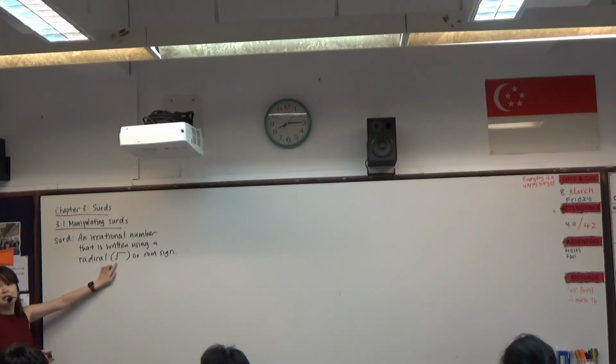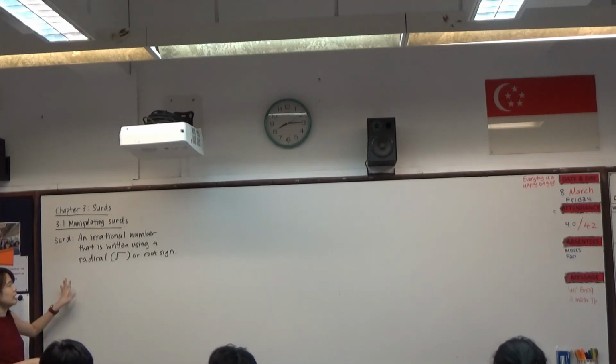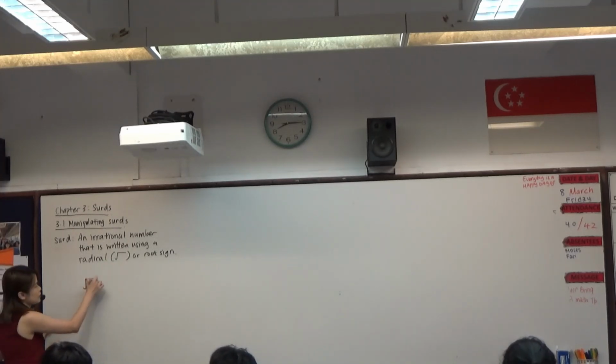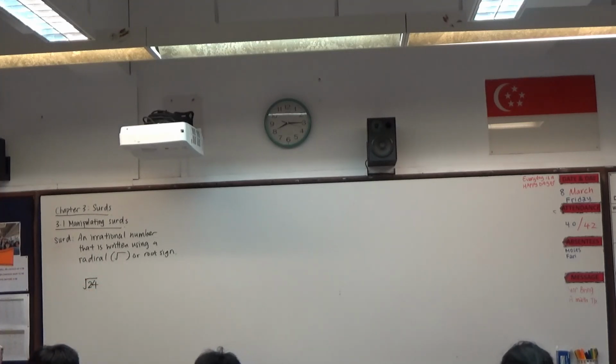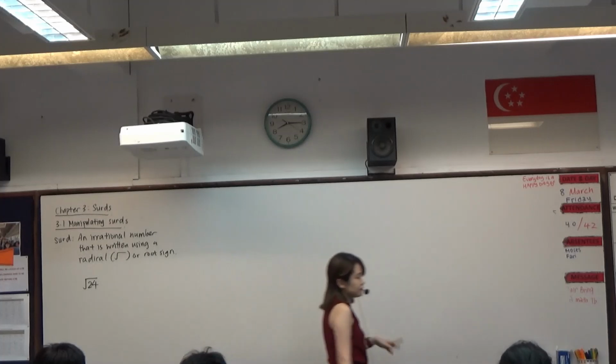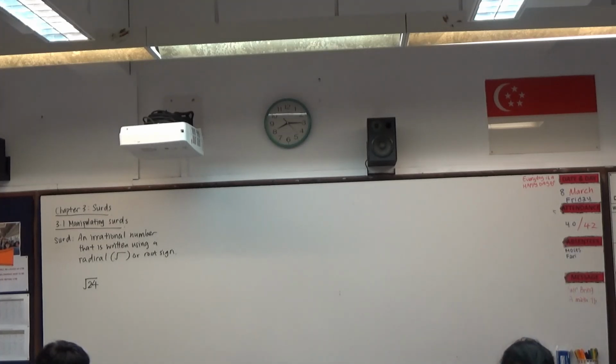The radical sign is also called the root sign. So we are going to be looking at a lot of numbers that involve the root, for example, maybe the square root of 24. We're dealing with that in this entire chapter.